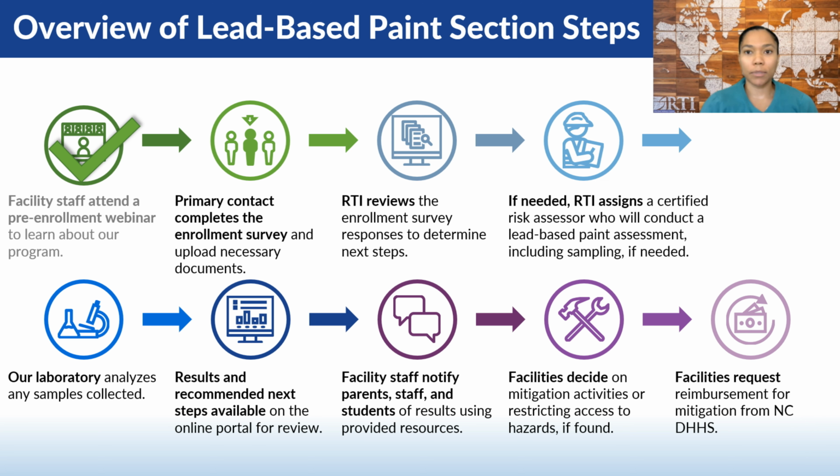The primary contact also has a key role when it comes to preparing for the on-site visit. They should be available to schedule the date and time of the on-site visit when the certified lead risk assessor reaches out to your facility. The primary contact should also plan to meet the certified lead risk assessor when they arrive at the facility to grant them access to conduct the on-site visit. Lastly, the primary contact should have your facility's floor plans available for the certified lead risk assessor to review during the visit.